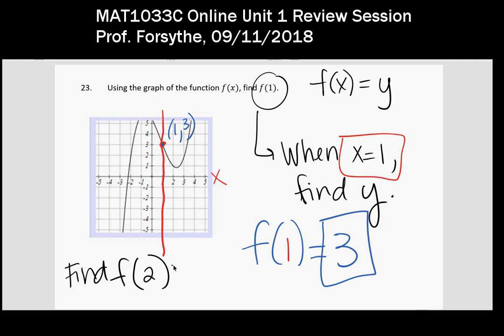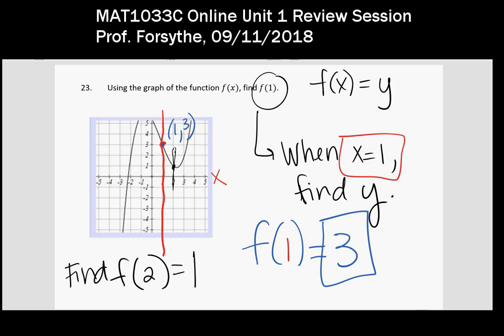So that is asking us, when x equals 2, what does y equal? So if I go to the x-axis, here's 2. If I were to look at what's happening on my graph, it's crossing it here at y equals 1. So the answer here would be 1.